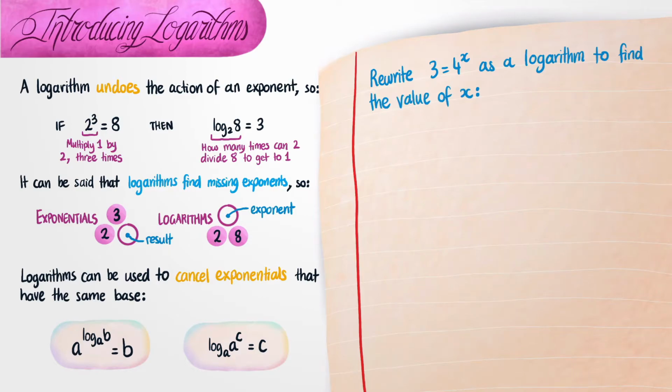So for example, suppose we wanted to find the value of x in this expression over here, where 3 equals 4 to the power of x. The first step is going to be to rewrite this as a logarithm, and then we can directly find the value of x using a calculator. Now in order to actually get the x on its own, I'm going to take the log base 4 of both sides. Once I do that, I can just cross the log base 4 with the 4, and then I'll be left with the x on its own, as you can see over here.